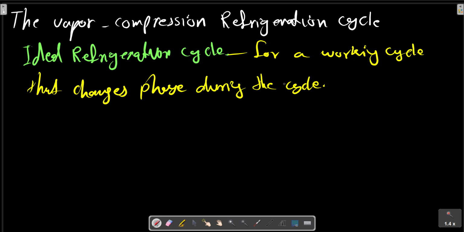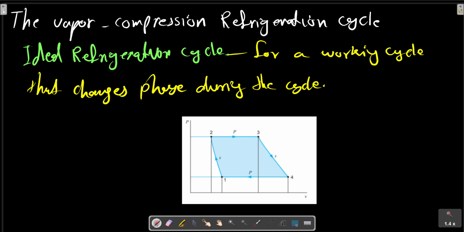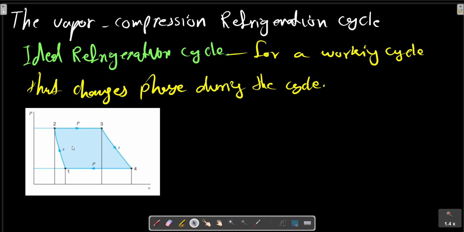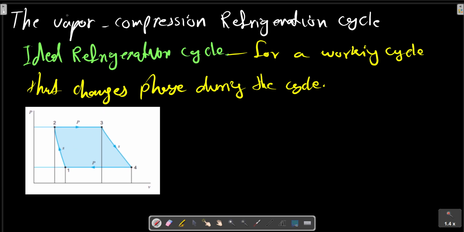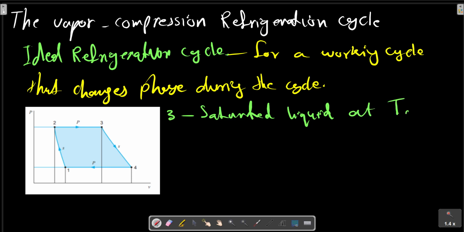In doing so, we know that state 3 in the figure shown here is saturated liquid at the condenser temperature, and state 1 is saturated vapor at the evaporator temperature.